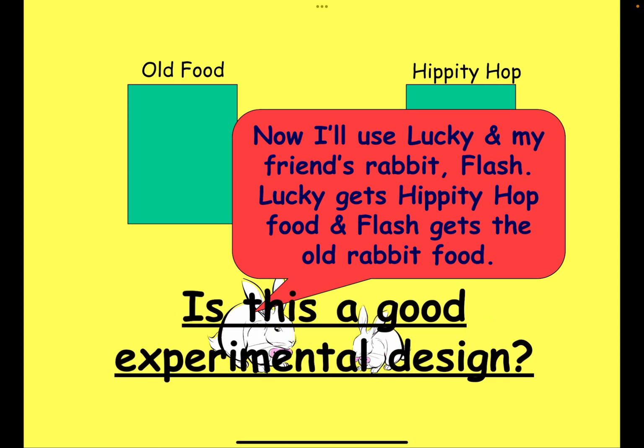So my question to you is, is this a good experimental design? I clearly now have a control group. I have a second rabbit to test it on. One gets hippity hop, one gets the old food. Is this a good design?